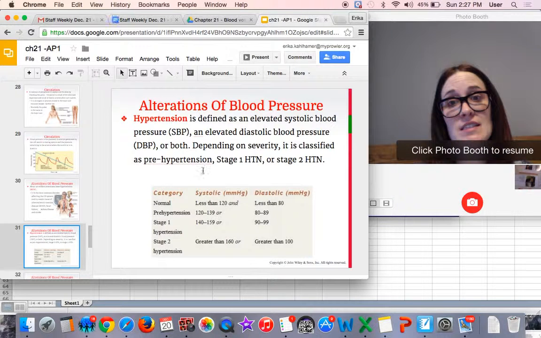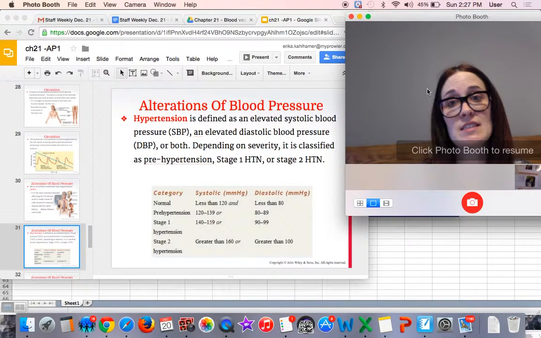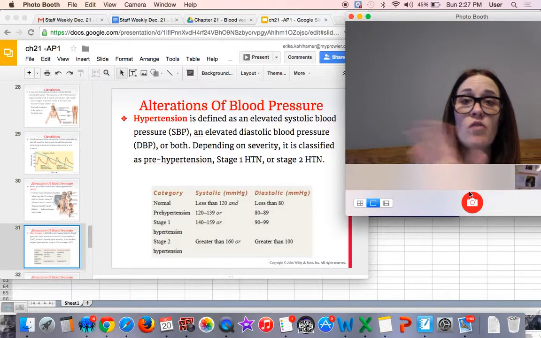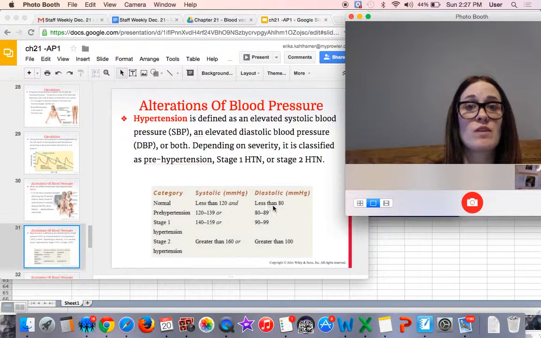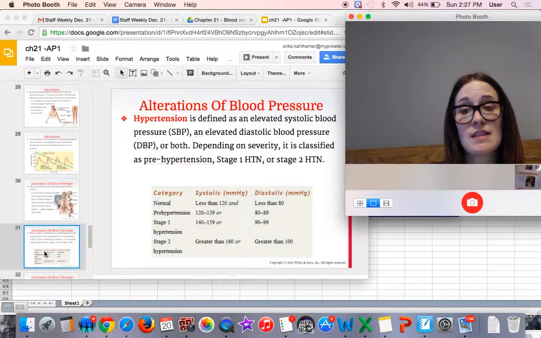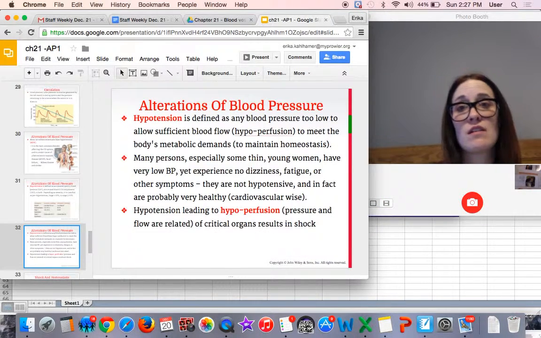There are different categories of severity of hypertension. It could be elevated systolic or diastolic or both. Normal blood pressure, we talked about that, is less than 120, less than 80. There are pre-hypertension levels, stage 1 hypertension, and stage 2, stage 2 obviously being the most severe.